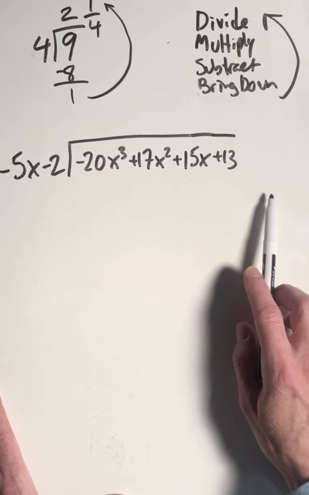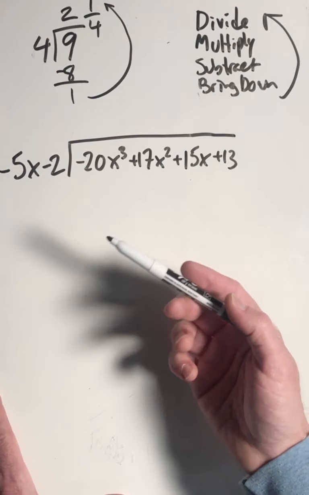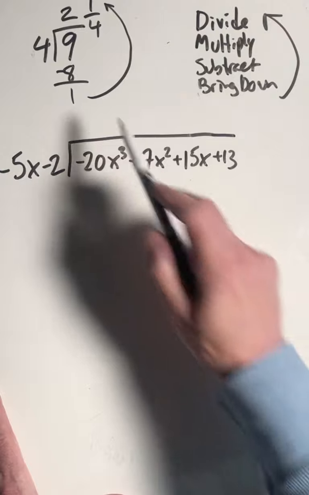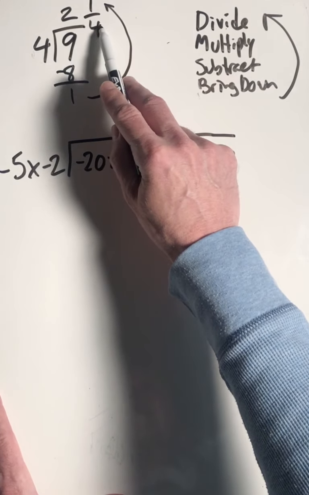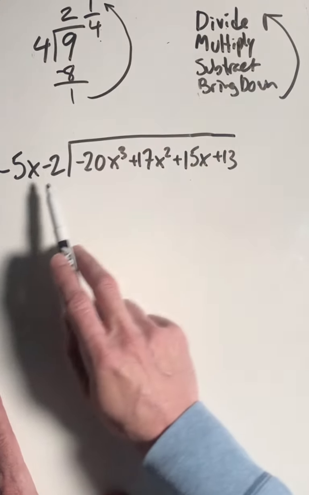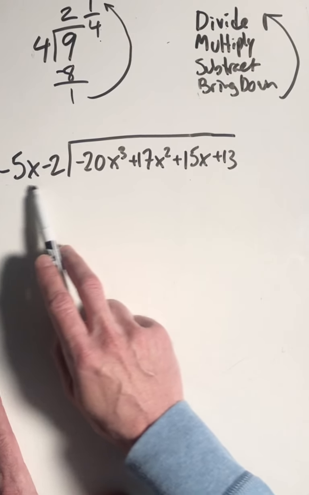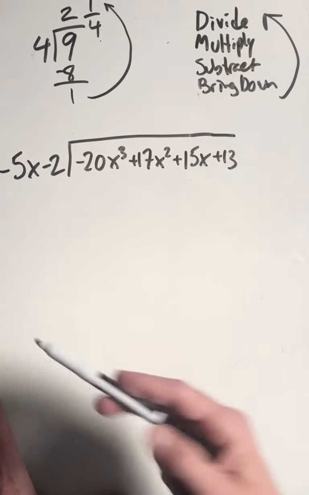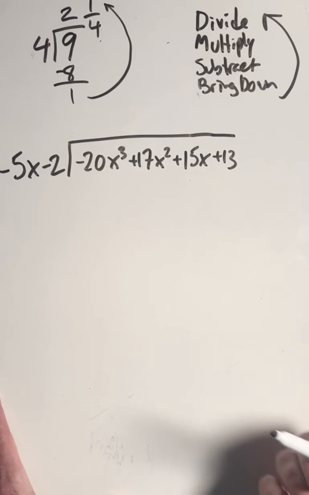So when we do this division, if there is a remainder, we're going to have whatever the remainder is as the numerator of a fraction, and the denominator of that fraction is going to be the original divisor outside. So let's go through our process here and see if that makes sense.